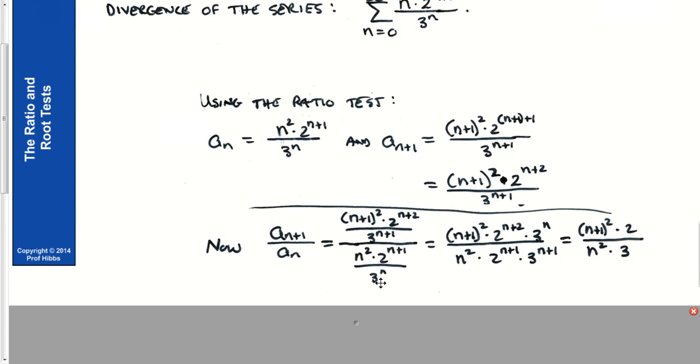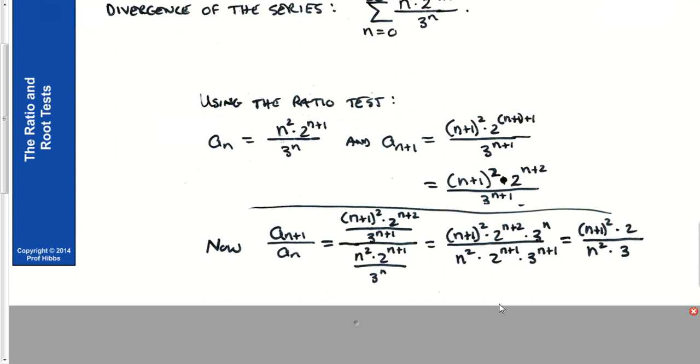So the 3 to the n will end up in the numerator with the n plus 1 squared and the 2 to the power n plus 2. So this 3 to the n, when we invert, when we reciprocate, we're going to have a 3 to the n in the numerator. And of course, this n squared times 2 to the n plus 1, when we reciprocate, is going to be in the denominator, and we already have this 3 to the n plus 1 in the denominator. So we end up with this n squared and this 2 to the n plus 1 and this 3 to the power n plus 1 all in the denominator.